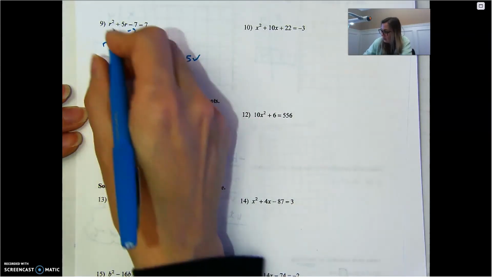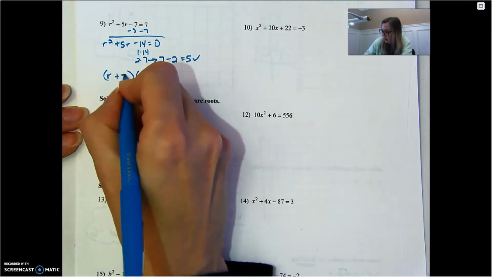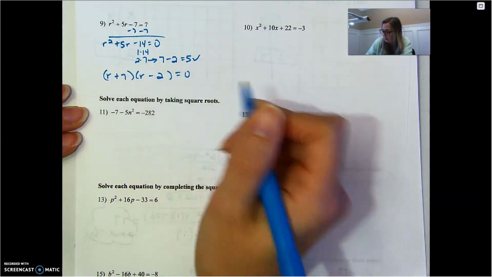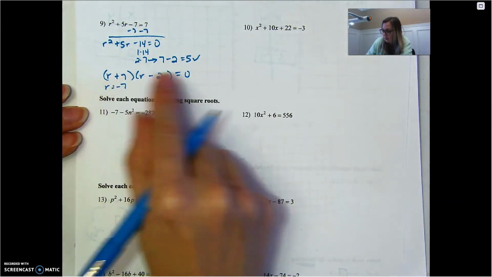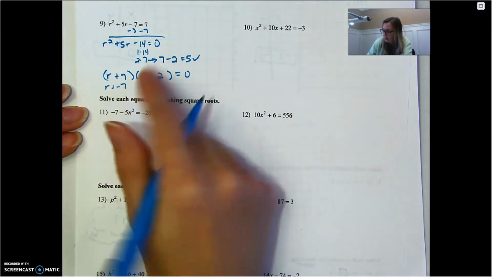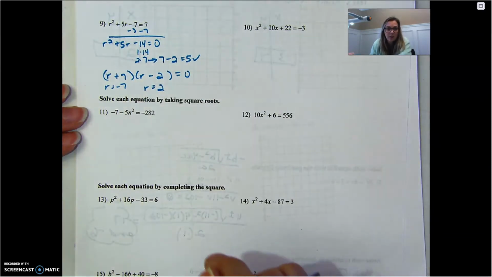Get your parentheses ready. So r squared splits up into r and r. Then you have a positive 7 and a negative 2 for the puzzle. So this would be a negative 7. Negative 7 plus 7 gives you the 0. Or you could have a positive 2, right? Because 2 minus 2 gives you that 0.